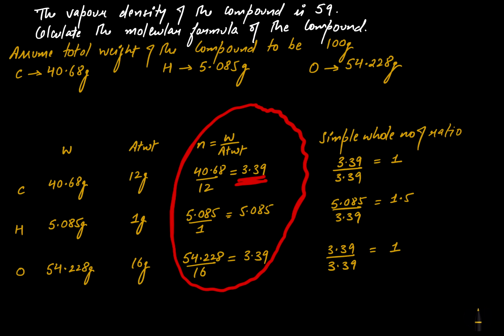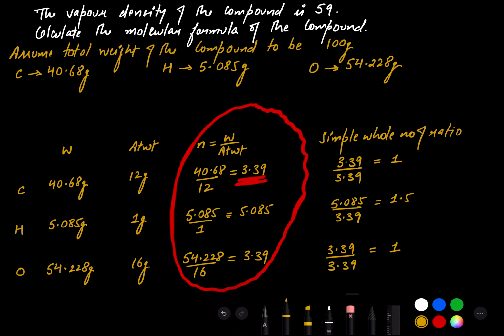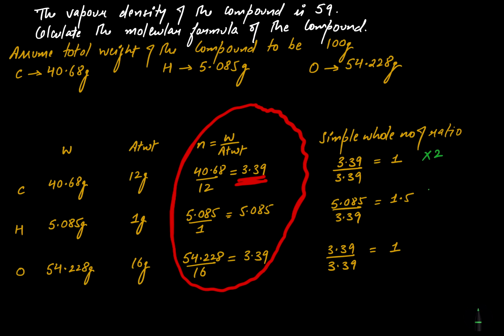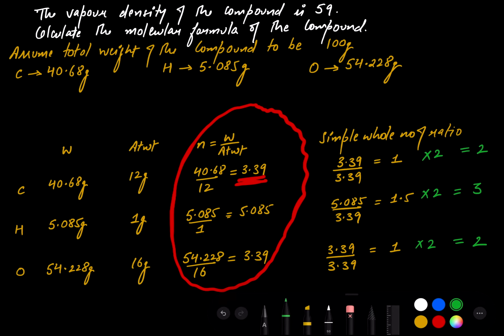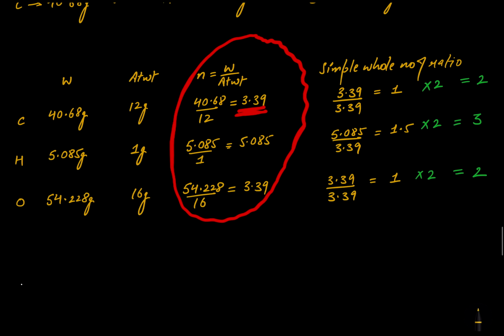My dear students, this ratio, 1 for carbon, 1.5 for hydrogen and 1 for oxygen, is still not the simple whole number because it's 1.5 in between. So to make it simple, I have to multiply all values by 2 to make it the simple whole number ratio. It comes out to be 3 for hydrogen, 2 for carbon, and 2 for oxygen. So I got my empirical formula.